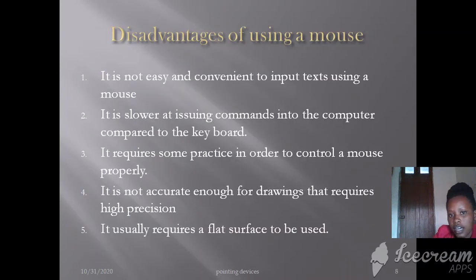After looking at the advantages of using a mouse, we want to look at the disadvantages of using a mouse. So it is not easy and convenient to input text using a mouse. That is our first disadvantage or demerit. So you see that this mouse is important, but the keyboard is also important, because you cannot find it very easy to use a mouse to enter text into your computer. But for the keyboard, you'll find it easy to enter text into your computer.